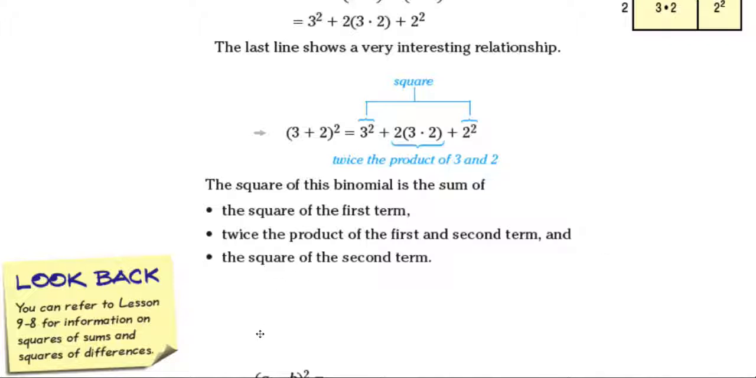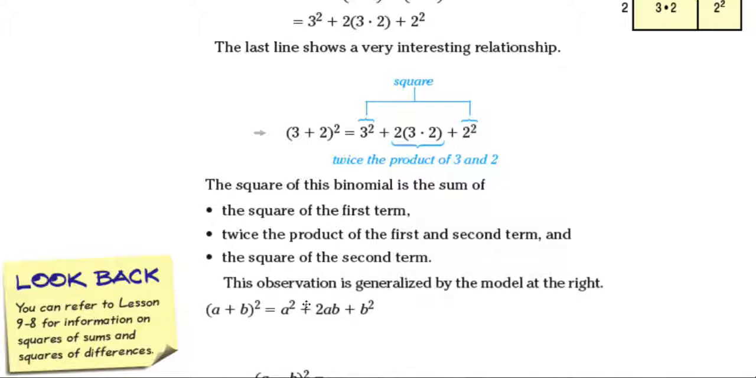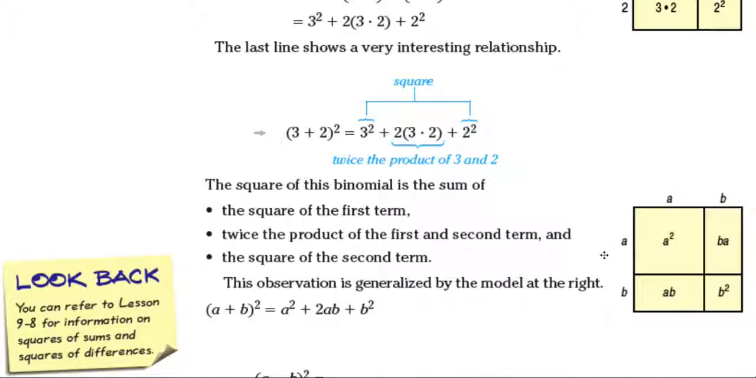Which brings us to this: if we substitute 3 and 2 with a and b, we can say that this observation is generalized by the model at the right, where instead of 3 and 2, we substitute simply variables to generalize it. So you have a plus b times a plus b, which gives us a squared plus ab plus ab plus b squared. So the quantity a plus b squared is equal to a squared plus 2ab plus b squared.